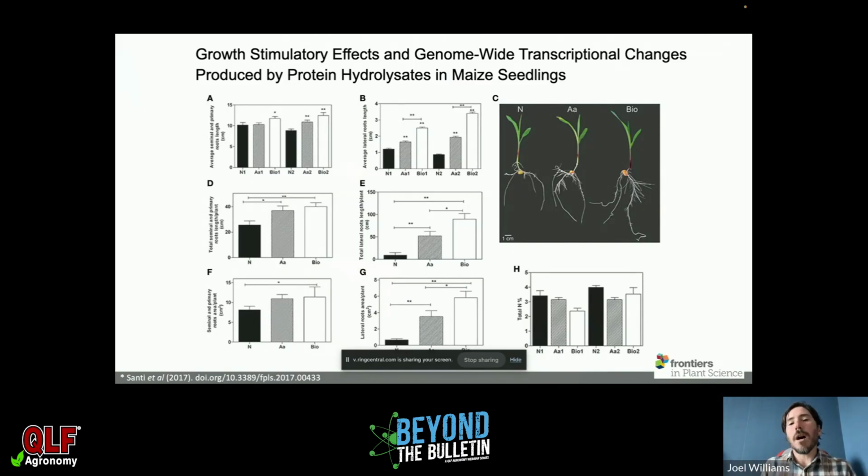And of course, more root biomass is really important for resilience. If you want a bigger root system, that's going to help you access more soil volume, and that's going to help you access more moisture from that soil for resilience, but also help you access more nutrients from that soil.